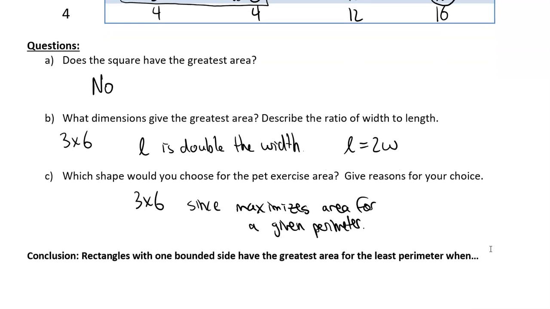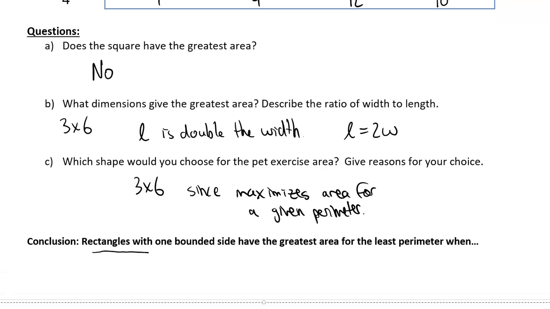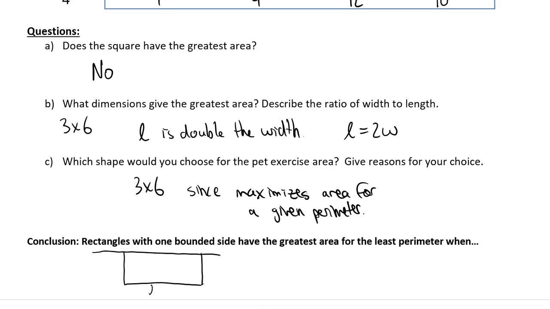So what's the conclusion? Rectangles with one bounded side have the greatest area for the least perimeter when the length is double the width. So when the length is equal to 2 times, I'm going to use the curved L, 2 times the width. So remember that. If we have a given side, the length is twice the width, but if we need all 4 sides, it's always going to be a square.